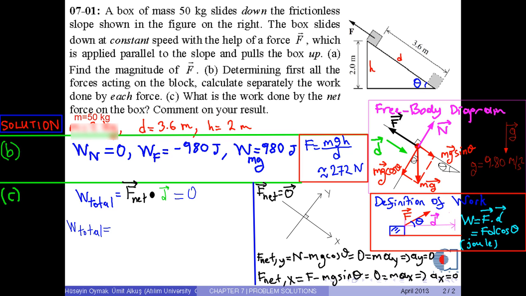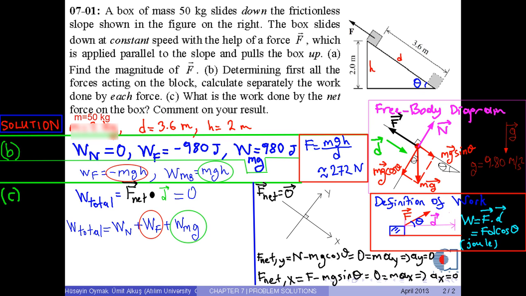The total work done by the net force is the sum of the works done by the normal force, applied force F, and the gravitational force m times g. Inserting the results into this equation, we get 0 minus m times g times h plus m times g times h. So, the total work is just 0 as we have claimed.